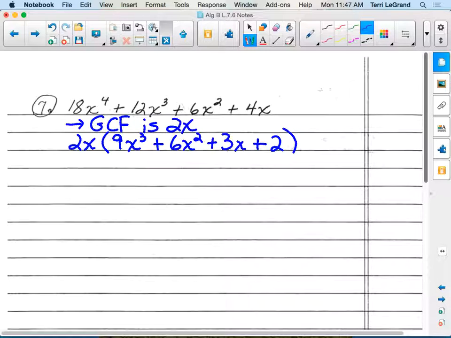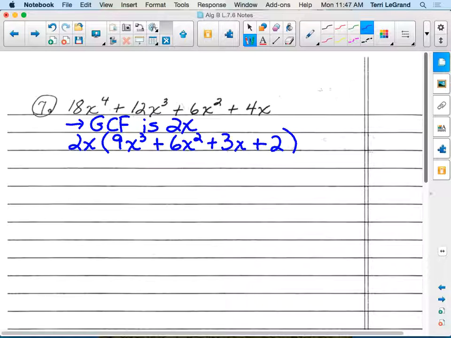Now, how will you know if you've got the right GCF? Well, you're going to look at those 4 terms and see is there anything else that could have been divided out of all of them. Is there anything that goes into 9, 6, 3, and 2 other than 1? Nope. How about, do they all have X's? Nope. This one doesn't, so we have a good GCF.